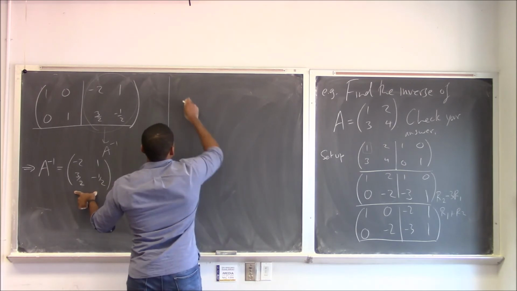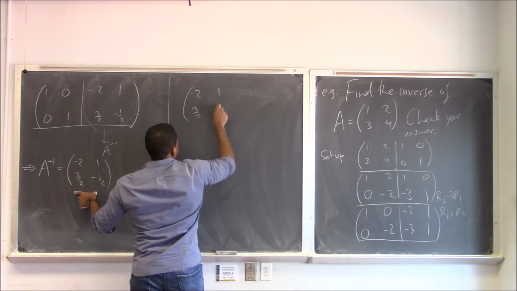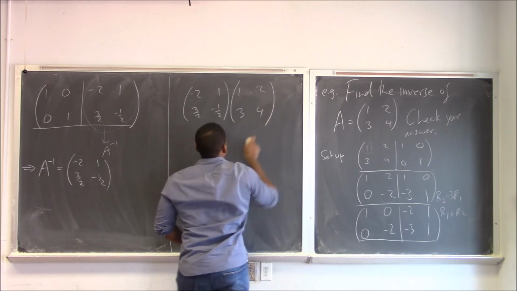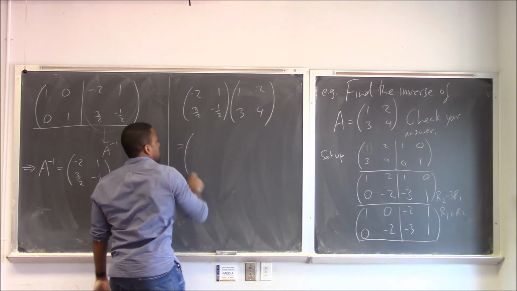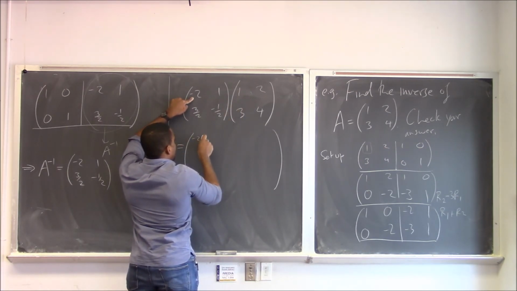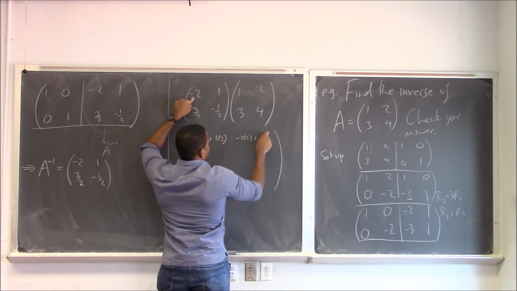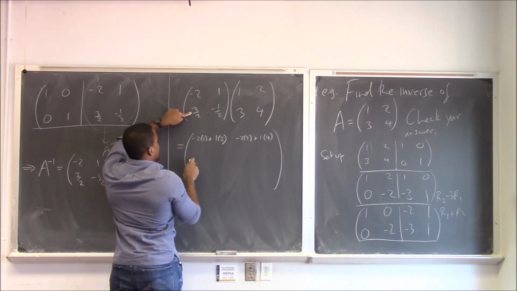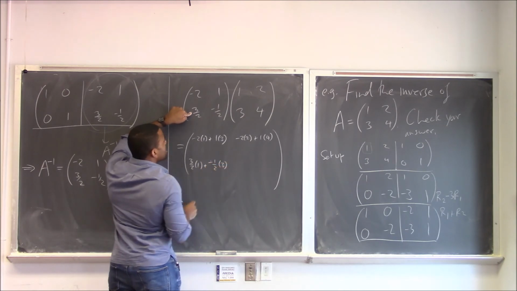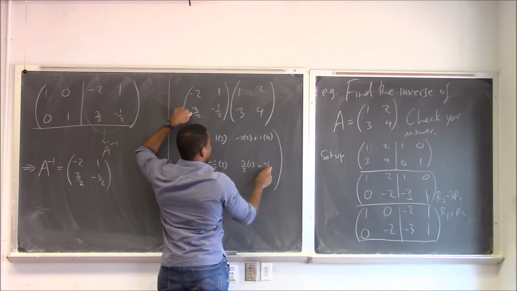And so now let's check. Multiply this guy. It doesn't matter what side I multiply on because we have that theorem that says if you multiply in any order, it should work. So I'm going to multiply this by 1, 2, 3, 4. The result should be the identity. Let's do the matrix multiplication. This is -2 times 1 plus 1 times 3. -2 times 2 plus 1 times 4. Here I would have 3 over 2 times 1 plus -1/2 times 3. Here I would have 3 over 2 times 2 plus -1/2 times 4.